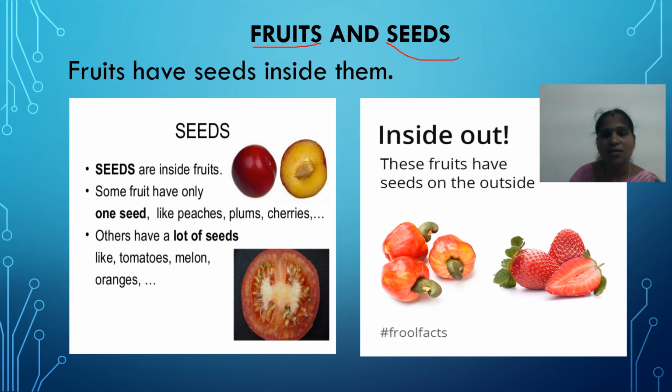The seeds are on the outside. So inside out. These fruits have seeds on the outside. So these types of fruits have seeds outside. Did you observe this? Even strawberries, we can find the seeds outside.